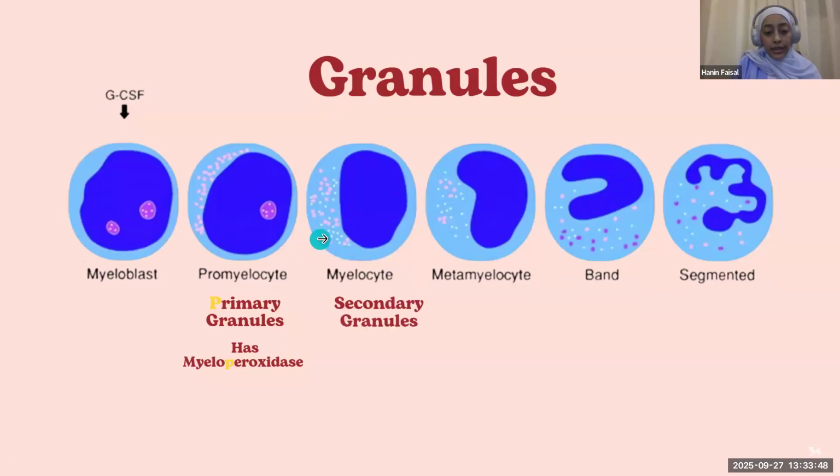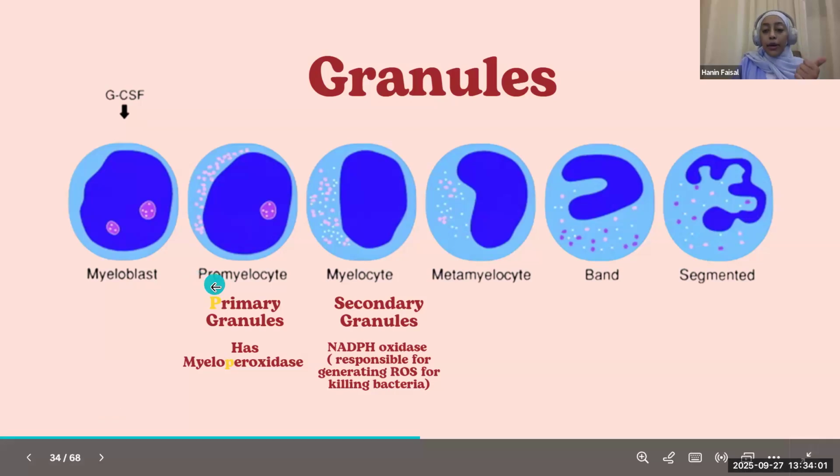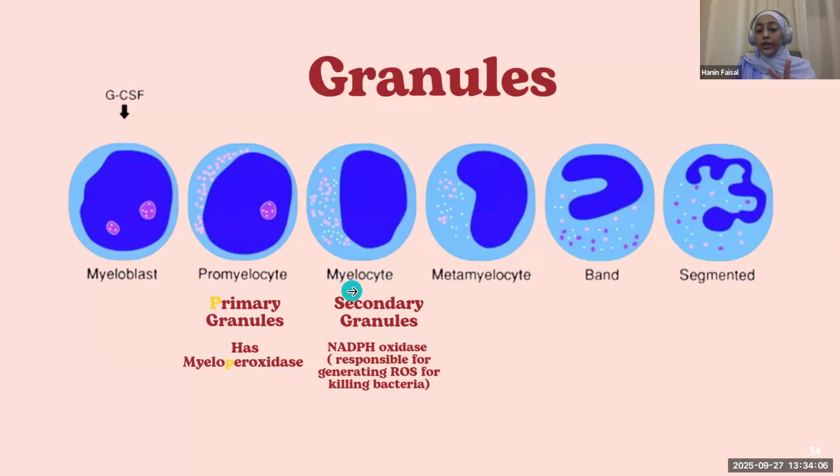Okay. For myelocytes, you can see the secondary granules are appearing, and they have something called NADPH oxidase. So basically, they generate reactive oxygen species that will also help kill the bacteria. So it's very important to know that in the pro is going to be the primary, and it's going to have myeloperoxidase. Myelocyte is going to have the secondary, and it's going to have the NADPH oxidase. The tertiary is going to come here at the band cell or the stab cell. So again, primary is in the pro, secondary in the myelocyte, and tertiary is the band cell.